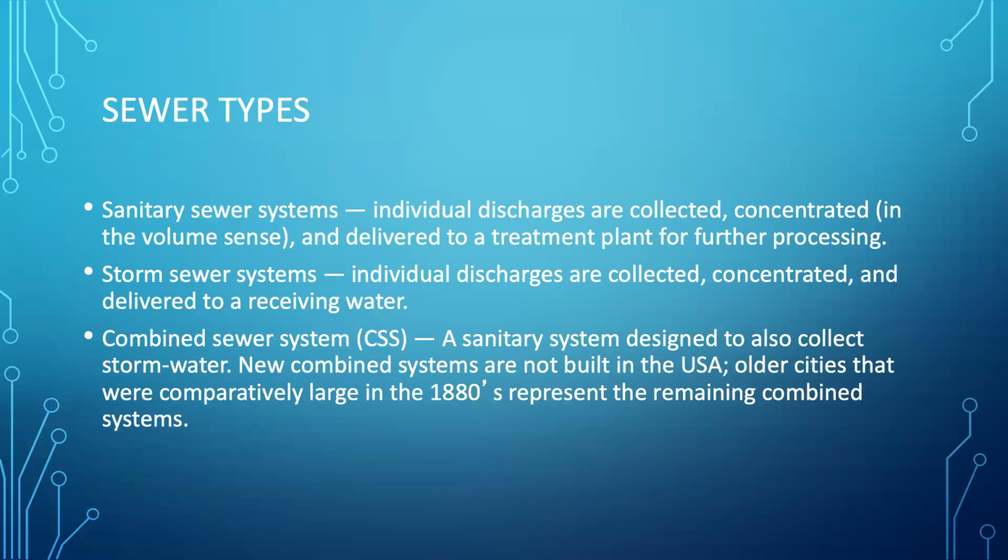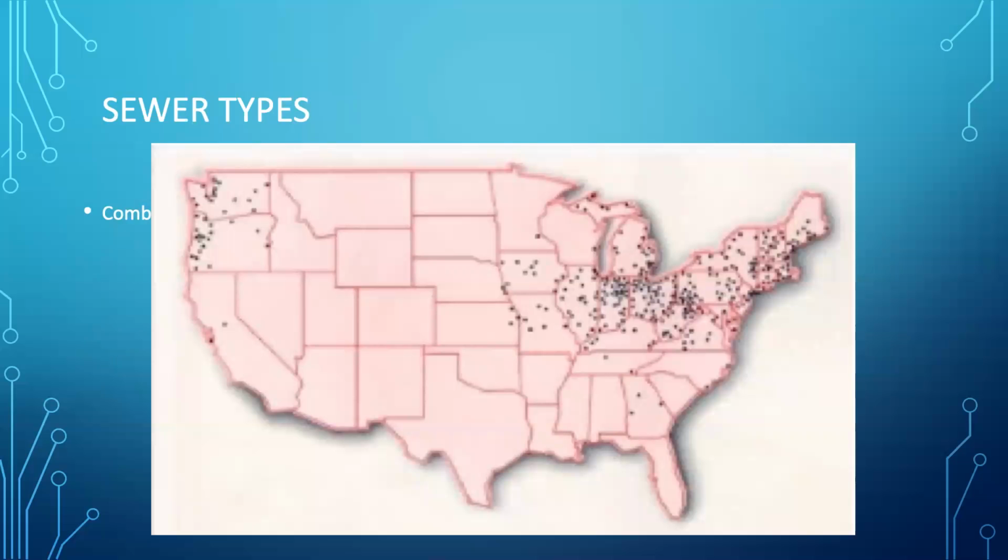30,000 residents or more, represent the remaining combined systems in the US. And I'm about to show a map of them, a very blurry map. And in these cases, the black dots represent known combined sewer systems.